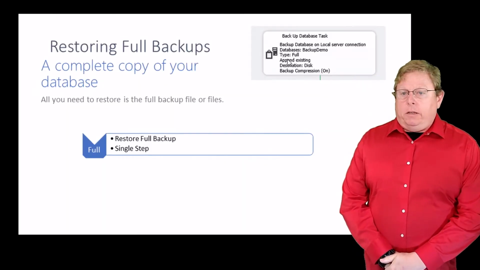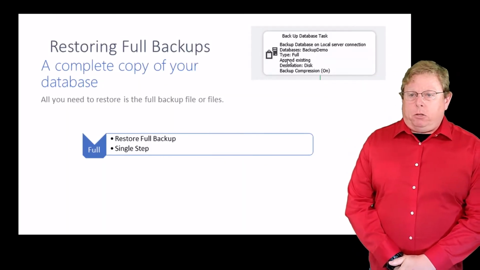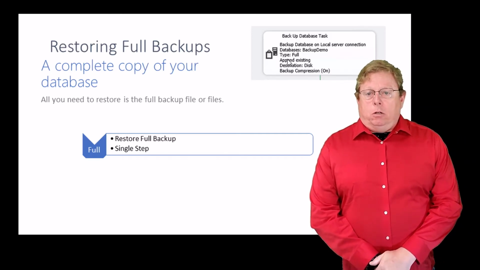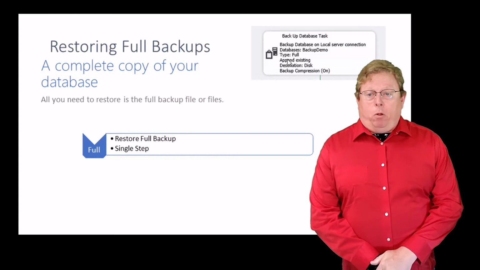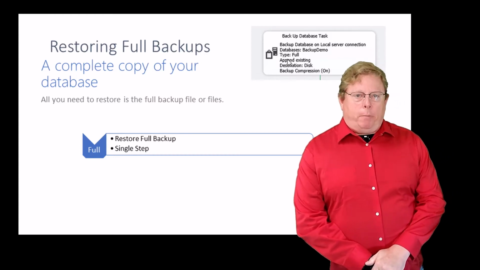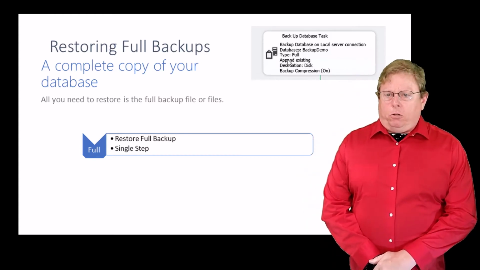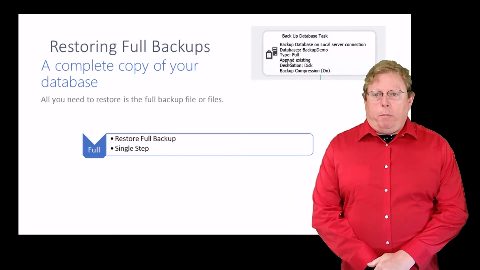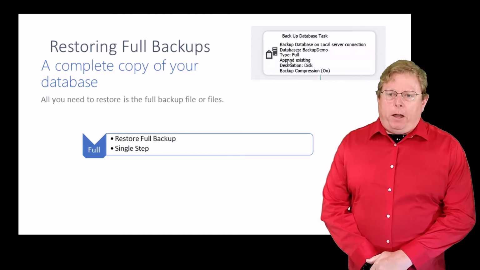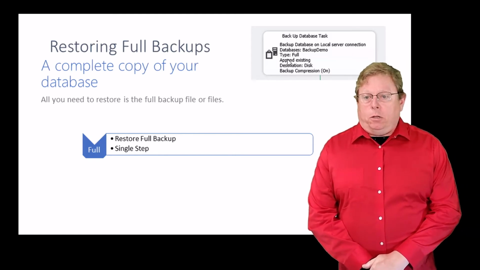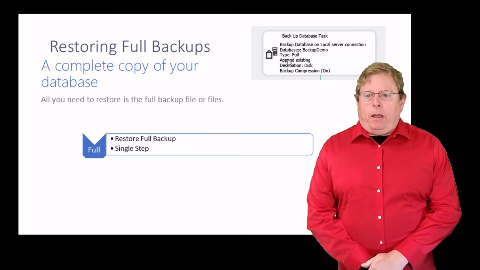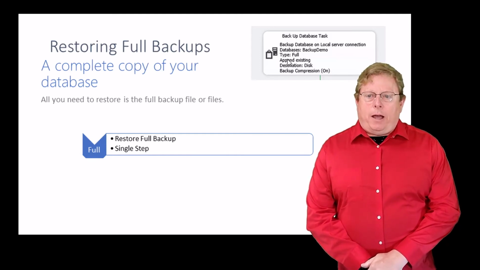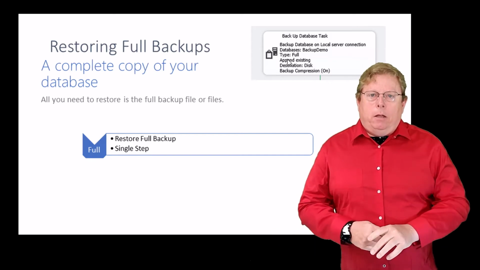And this is a complete copy of your database. All you need to restore a full backup is the file or files that were created as that full backup process. It's a single step. You just start the restore, and we'll go into details in our demo in a little bit, but you go into SQL Server Management Studio, you can go find the file, hit restore, or you can build a script with a single command that says restore database, and you specify the file, where it's going to go, where the data files go, things like that, and it runs, and when it's done, your database is back.